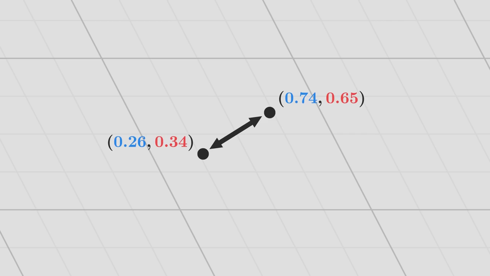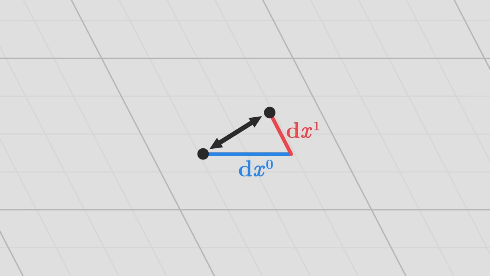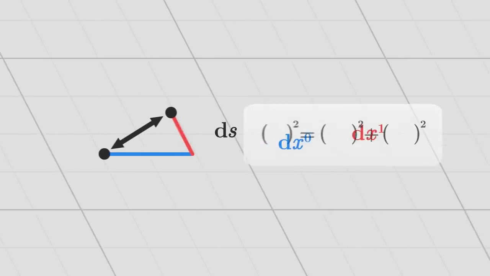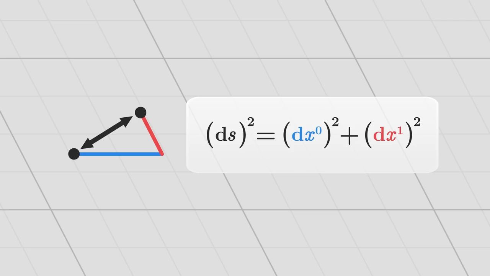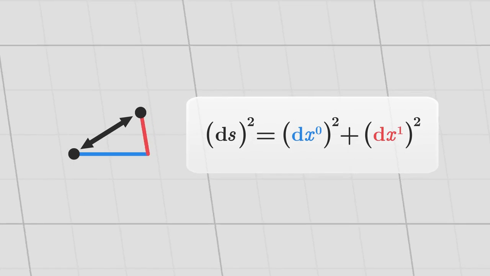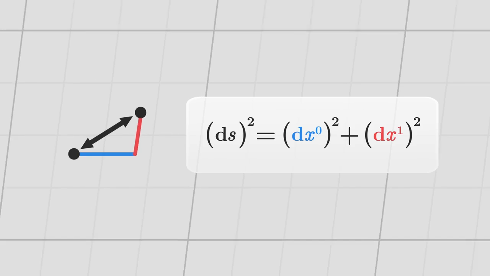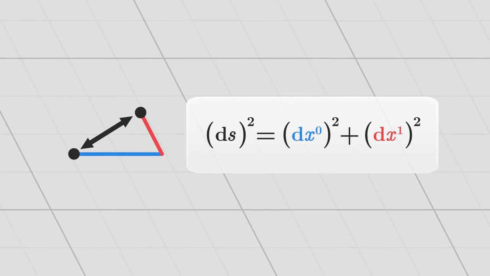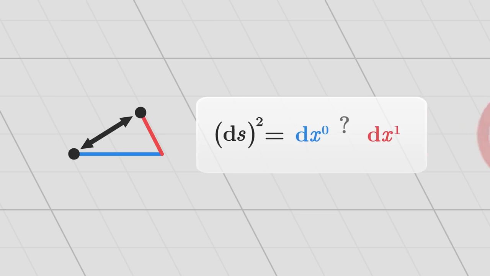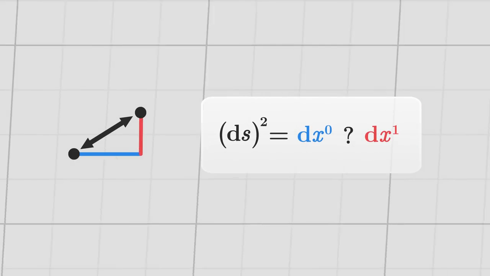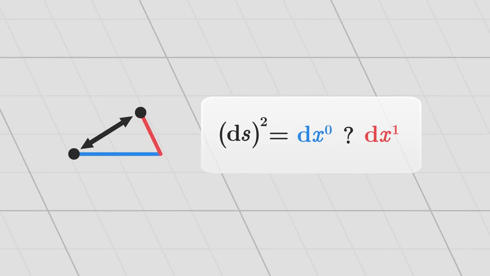At first glance, we could think of the Pythagorean theorem. Calling dx0 and dx1 the differences in coordinates between the 2 points, we might write the square of the distance as the sum of the squares of both sides. But the Pythagorean theorem only applies if the lines form an orthonormal coordinate system. If the grid is stretched in some way, or if its axes are not perpendicular, the Pythagorean theorem no longer works, and we have to find a more general expression which works regardless of the grid we use.